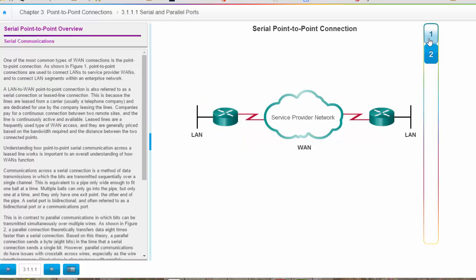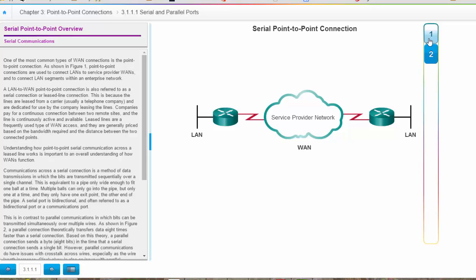Serial communication using point-to-point connections is used to connect LANs to service provider WANs. They're also referred to as serial connections or leased line connections. Remember, in our live labs, we're using our blue serial cables to connect two routers that are actually sitting next to each other. But in the real world, they're not going to be so close.